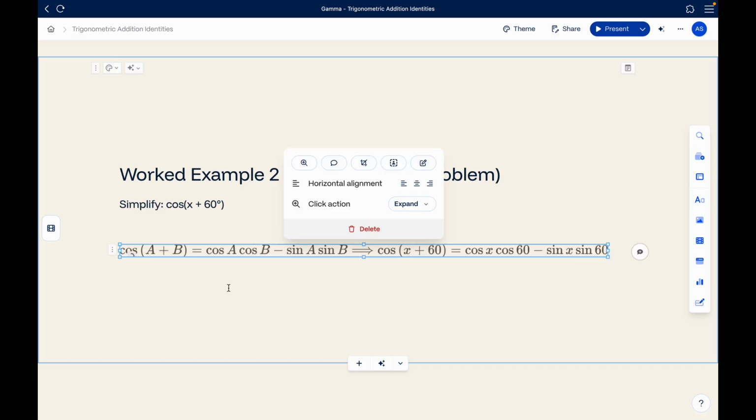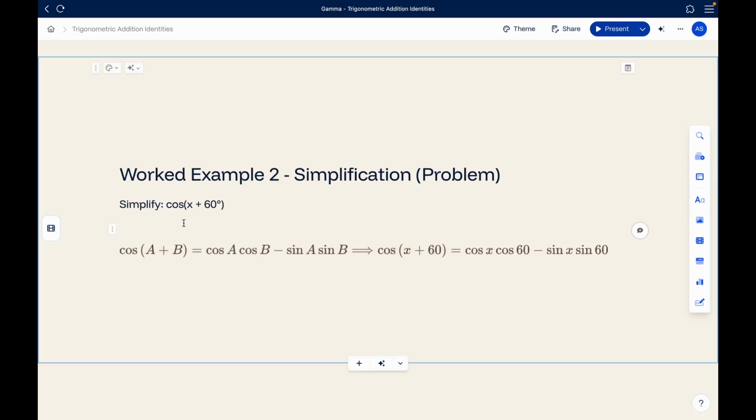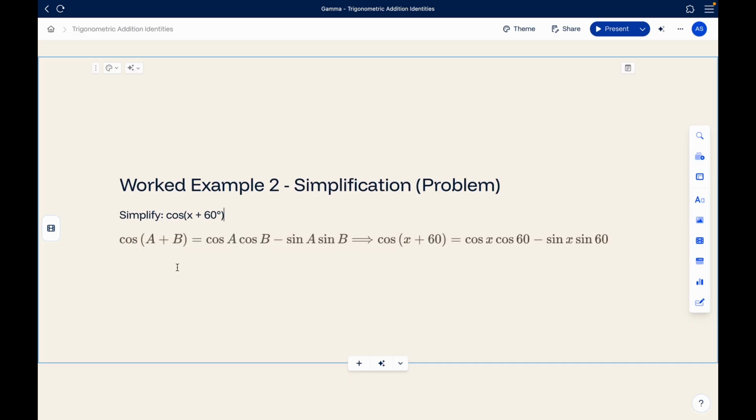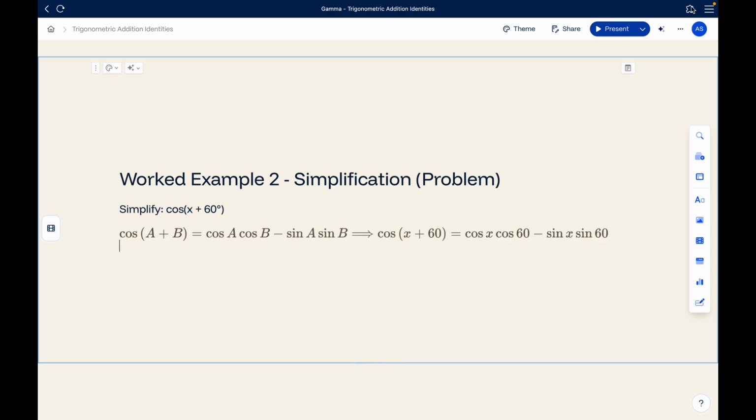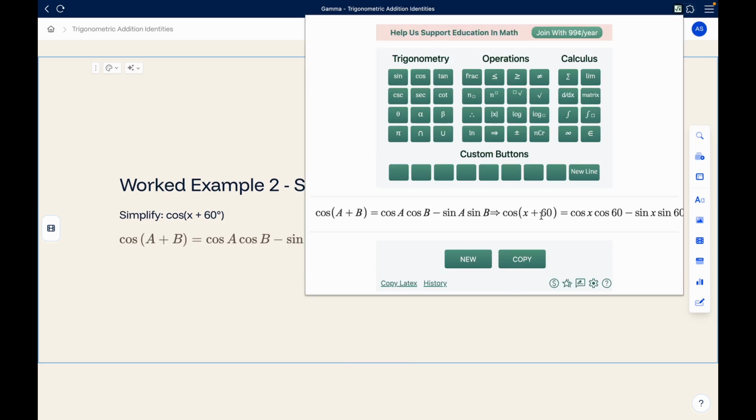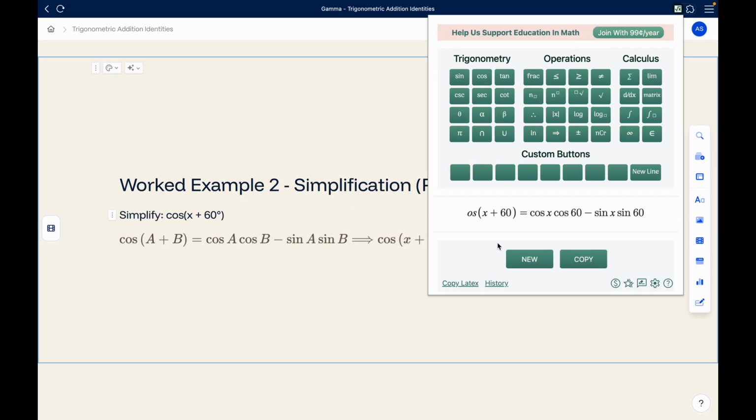And over here, this is the first step in the process to solving this problem. Now, the next step will be to simplify the rest, because, as you can see, cosine 60 and sine 60 are numerical values, and that will be pretty easy to simplify.